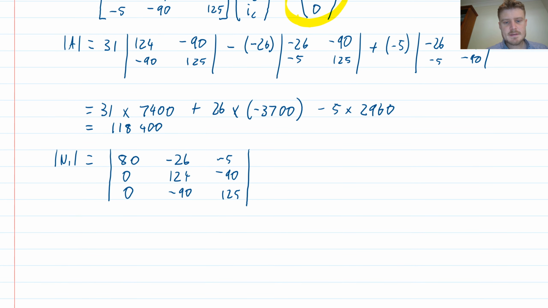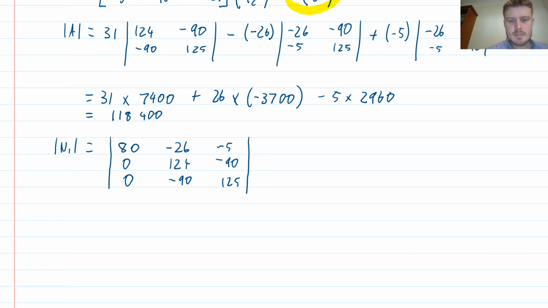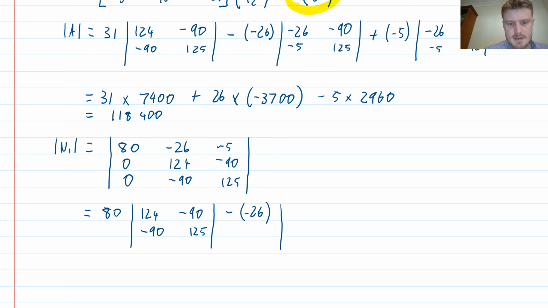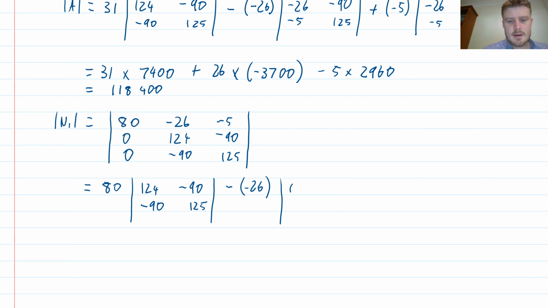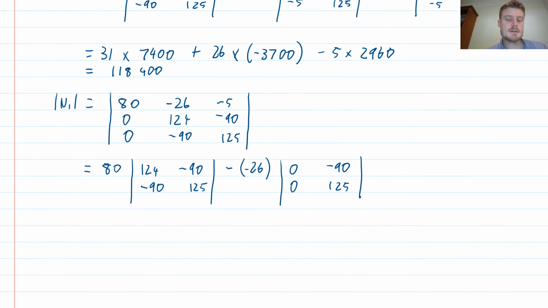So the determinant of this matrix is going to be 80 times the determinant of 124, minus 90, minus 90, 125, minus negative 26 times the determinant of what I get with the other columns and the other rows, which is that. That matrix is nice because it will have a determinant of 0. You can see both diagonal products are going to multiply out to 0.